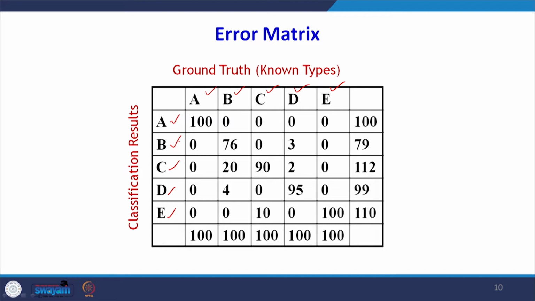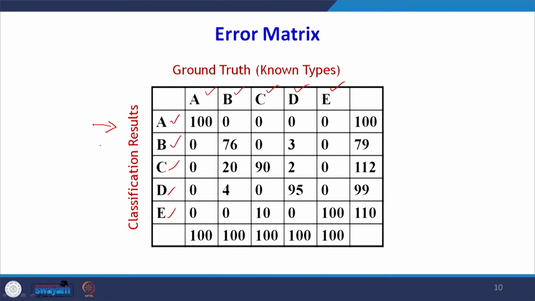So, it indicates how many pixels are classified into the correct class. For class A, for example, when we check against the ground truth data, 100 pixels are there, and all 100 pixels have been allocated to class A. There are no pixels allocated to any other class. So, here the classification is very accurate.